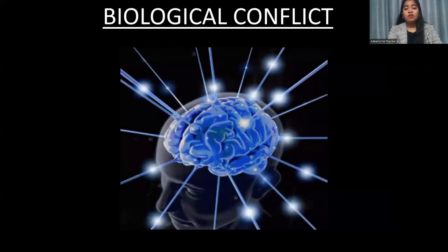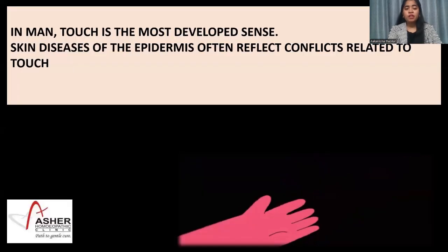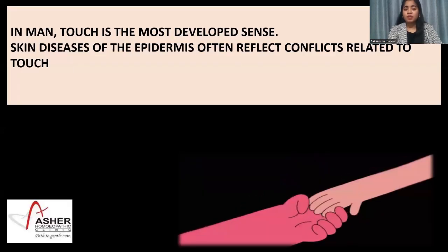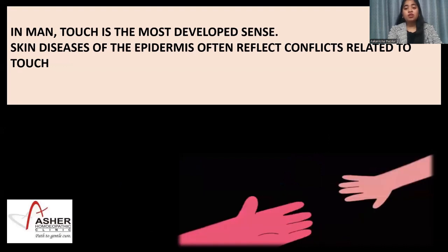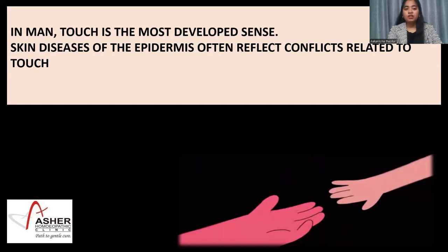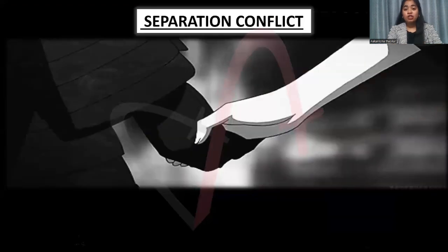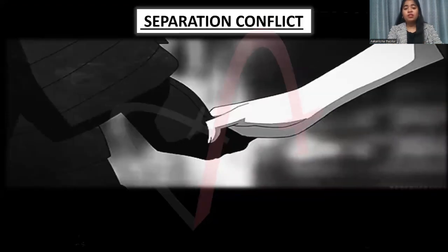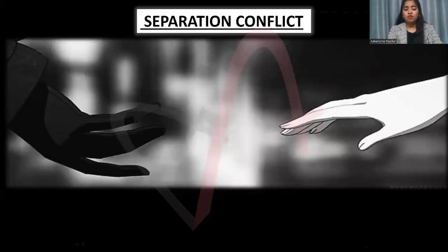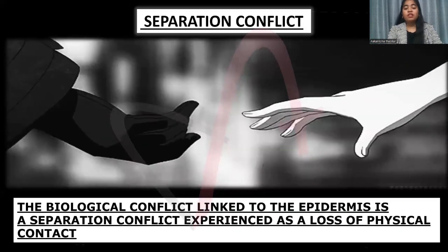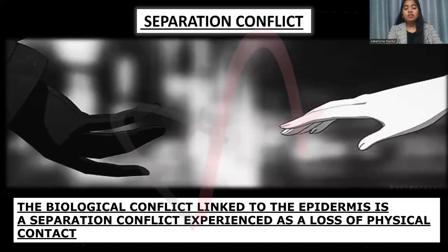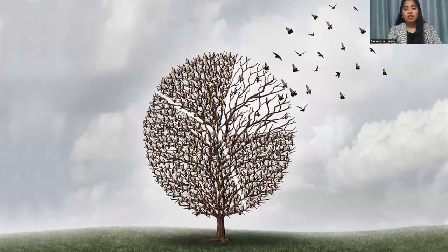Now, let us see what is the biological conflict which is present in the cases of skin disorders. In man, touch is the most developed sense. Skin disease of the epidermis often reflects the conflict which is related to touch. The biological conflict which is related to skin disorders is separation conflict. Separation conflict is a conflict which is experienced as a loss of physical contact.